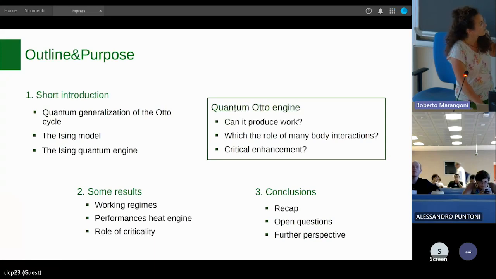To do so, I split the talk in two parts. There will be a short introduction in which I will generalize the concepts that are necessary to understand the engine. Then I will introduce the model, and then I will discuss the engine. I will present some results talking about the working engine, the performance, and the role of criticality, and then I will conclude.